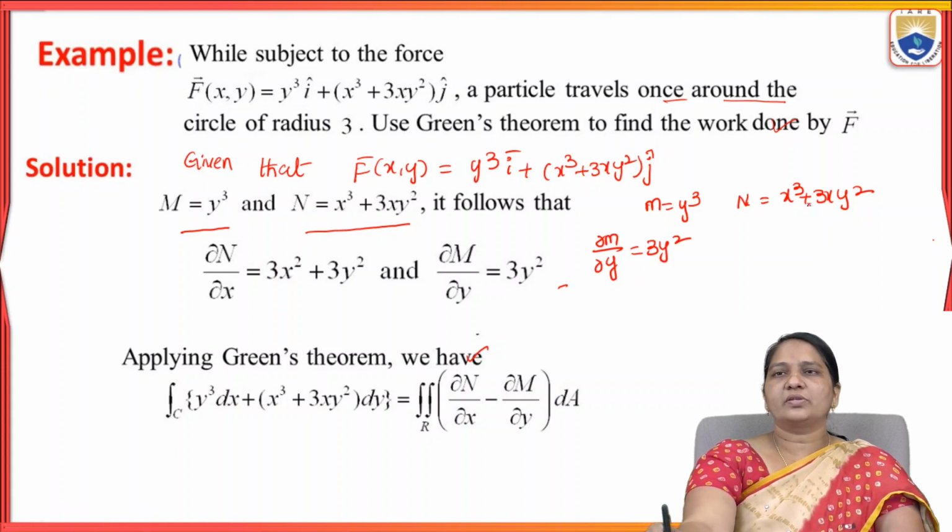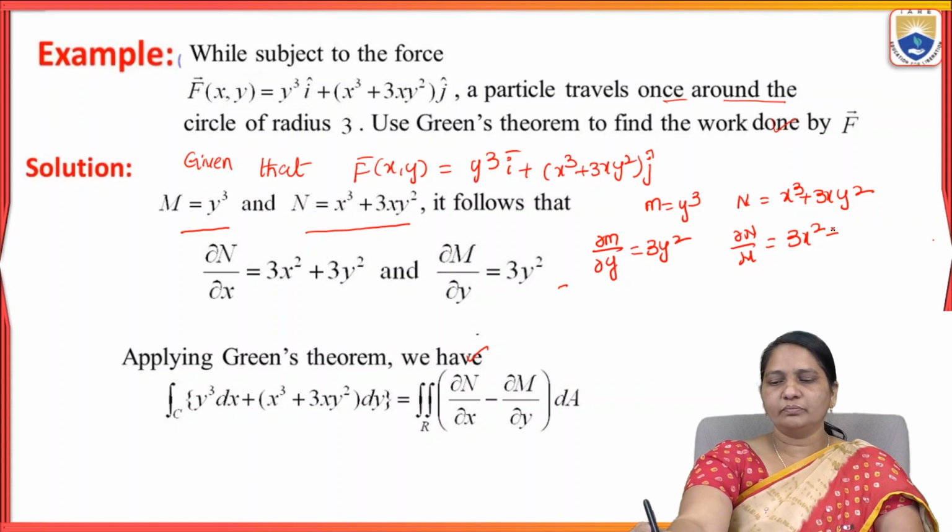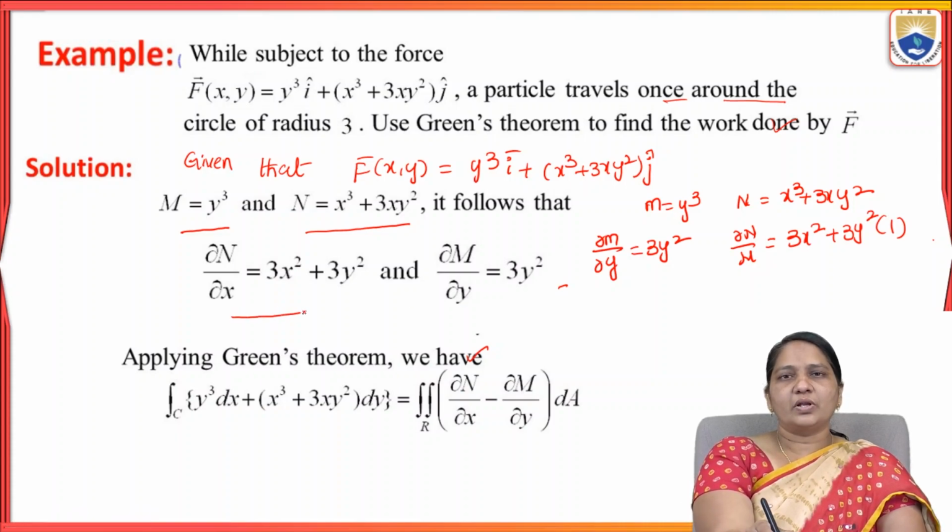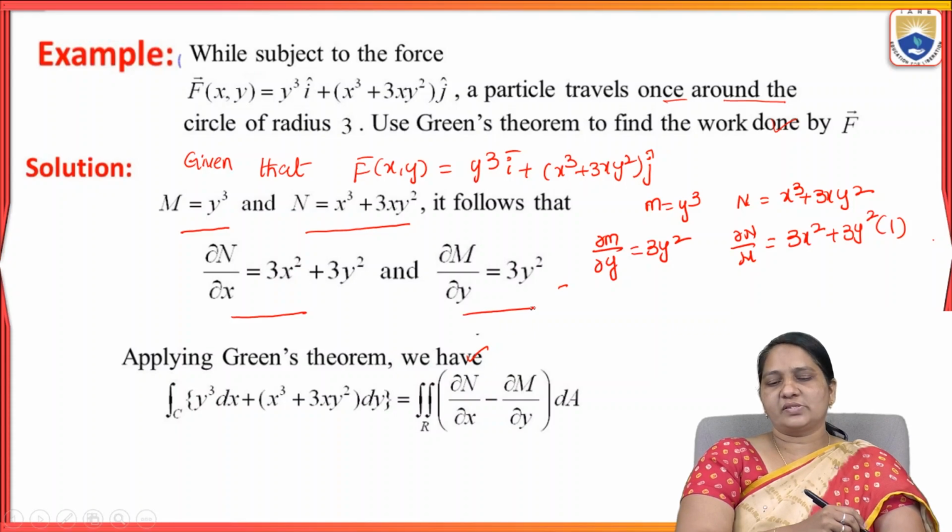Next, n equal to x cube plus 3xy square. So ∂n/∂x equals, now I am doing partial differentiation with respect to x. The differentiation of x cube is 3x square, plus 3y square into the derivative of x, which is 1. So finally, ∂n/∂x value is 3x square plus 3y square. ∂m/∂y value is 3y square.